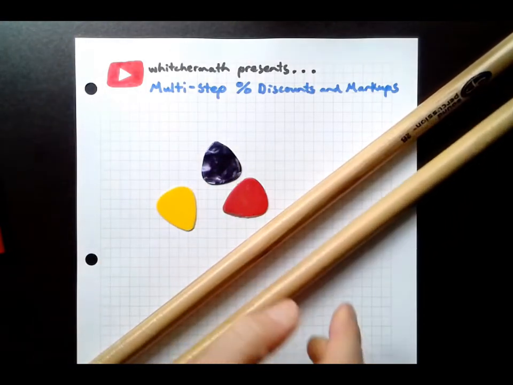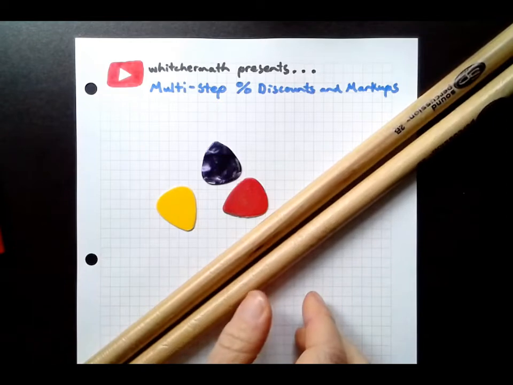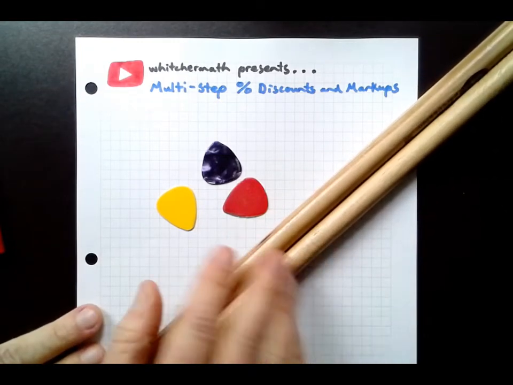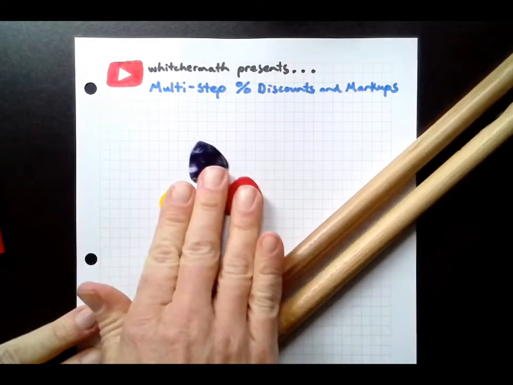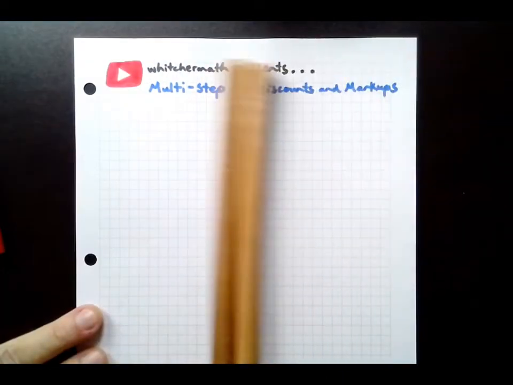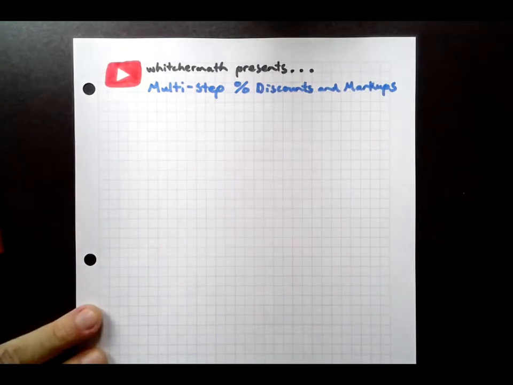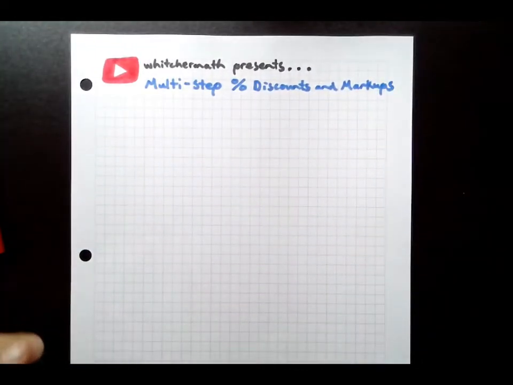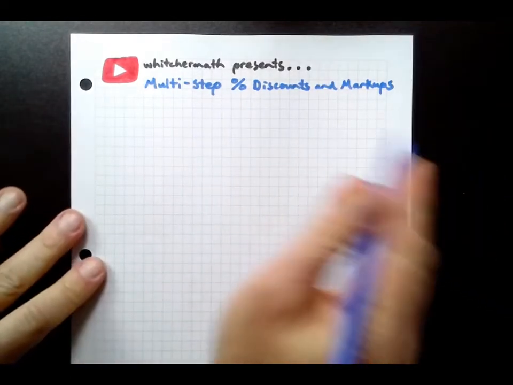Coming to you from my home recording studio where it's nice and quiet and carpeted and somewhat soundproofed, where we have lots of guitar picks, lots of drumsticks, and lots of room to make a little video for you about multi-step discounts and markups.